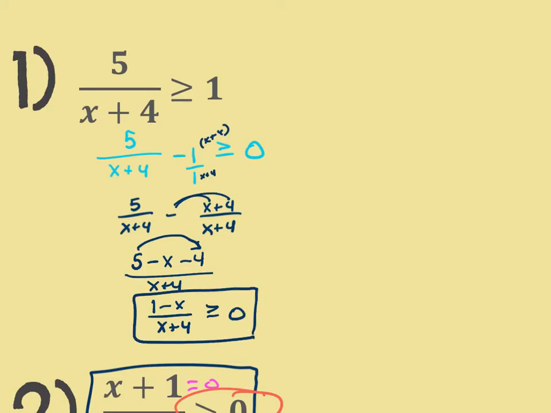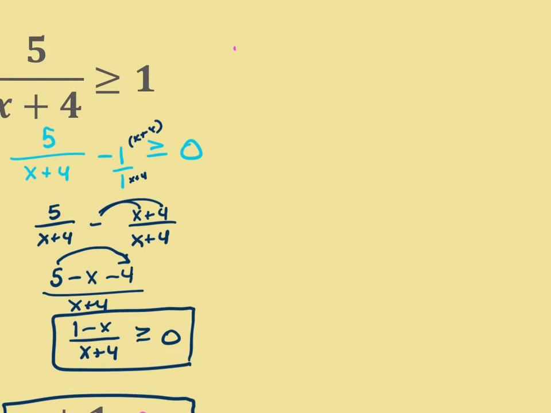Now I'm where I need to be to get my test points because I have one fraction and it's not equal to, but greater than or equal to 0. So now I split these. Numerator: 1 minus x equals 0. Denominator: x plus 4 equals 0. Add the x here and I get 1 equals x. Subtract the 4 here and I get x equals negative 4.